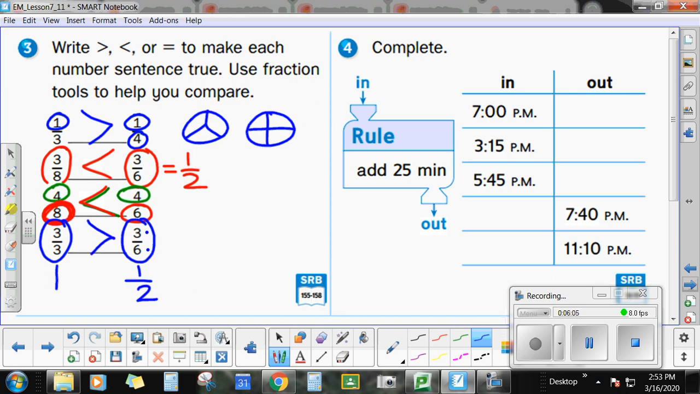The more you get comfortable with fractions, the more you understand fractions and how to work with fractions, the more you're going to be able to just look at a fraction and be able to tell which fraction's bigger and smaller, especially when you're comparing it to a half.